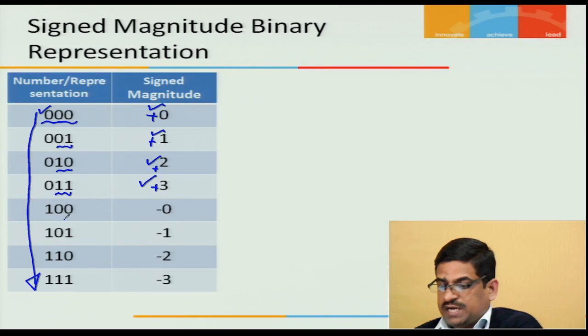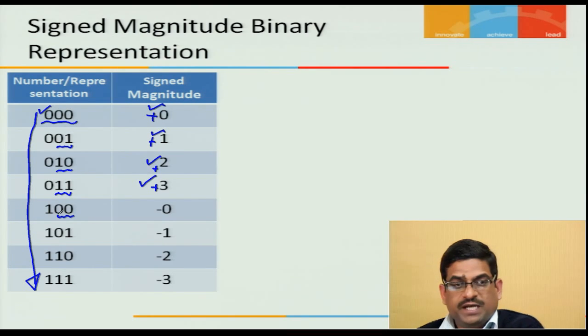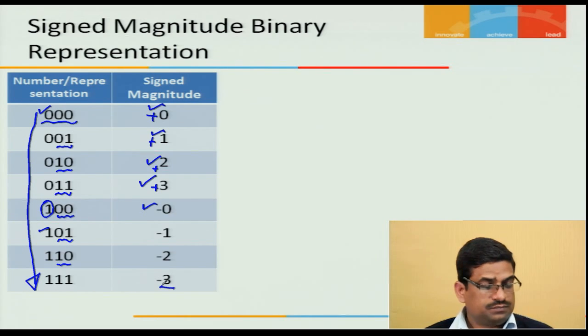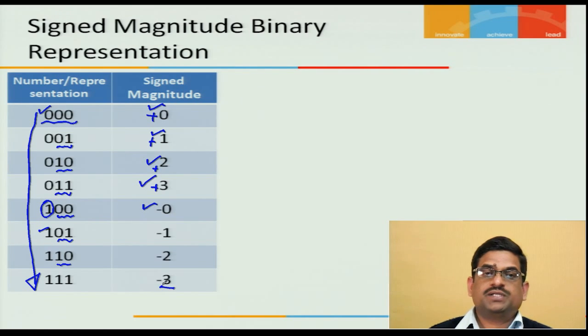What happens here? 0 0 means the value is 0 and the sign is 1, so it is minus 0. Here the value is 1 and the sign is 1, so it is minus 1. The value is 2 and the sign is minus, so it is minus 2, and this is minus 3. This is the way to represent numbers, and this particular representation is called the signed magnitude binary representation.